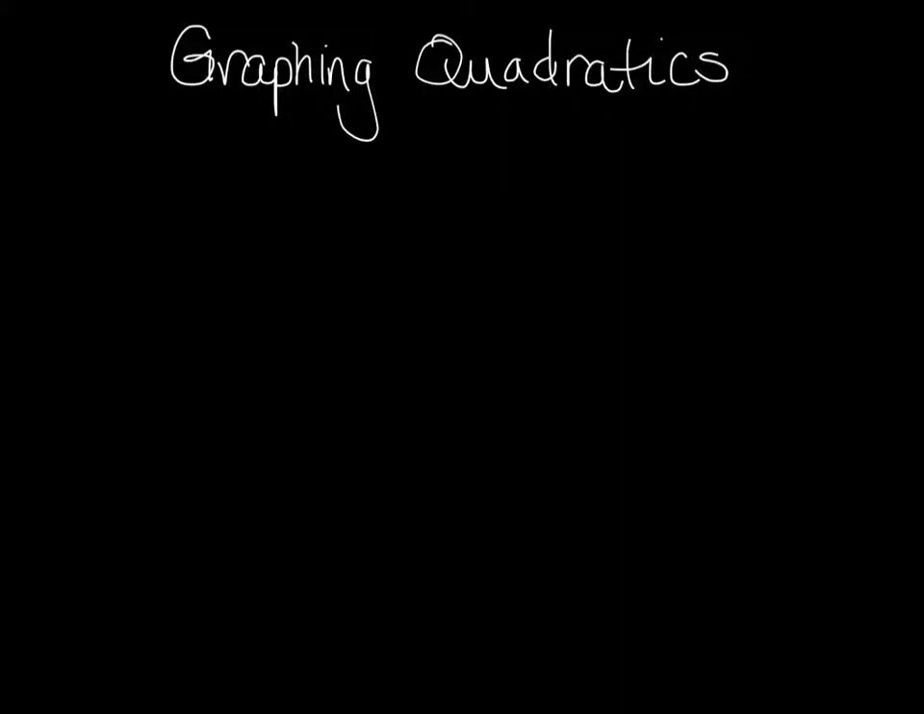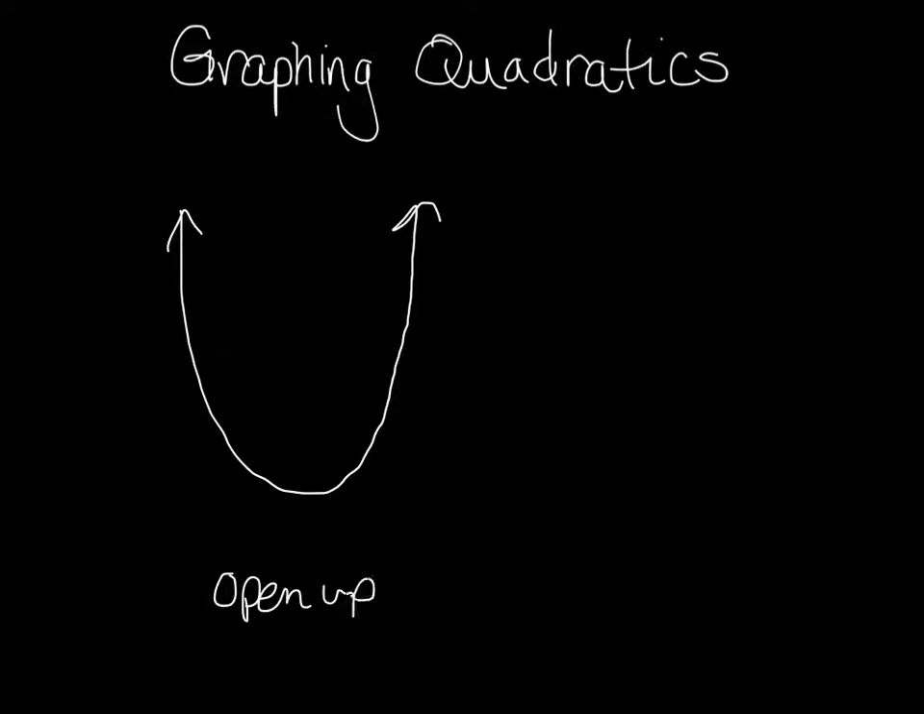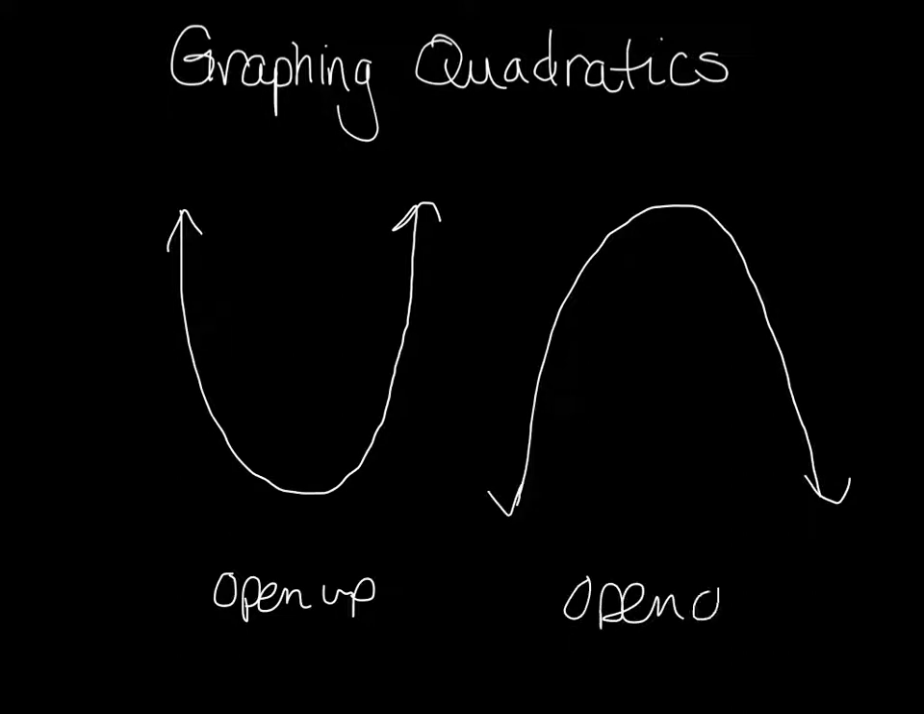So we're going to talk about graphing quadratics. Now a quadratic graph is a parabola, and the basics of that is you're going to have a U. It either goes up like this, which is called open up, or it's going to be going down like this, and this is called open down. So it's going to be one of the two.